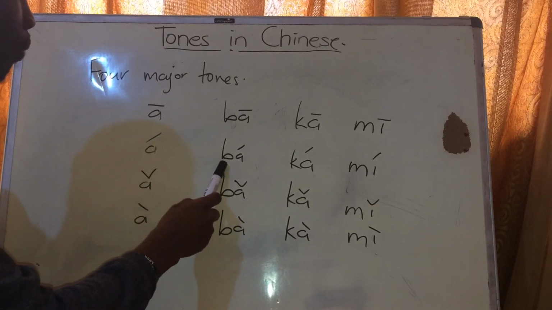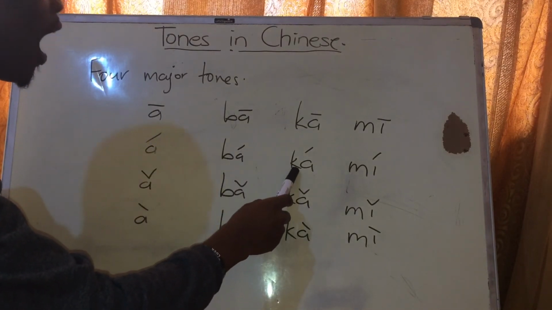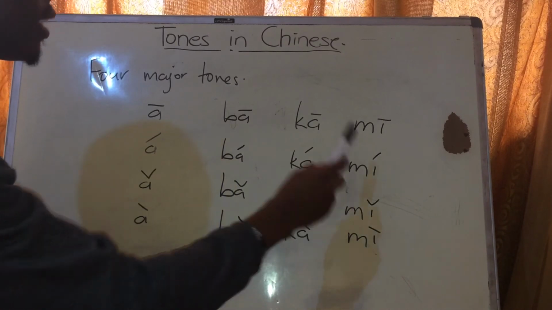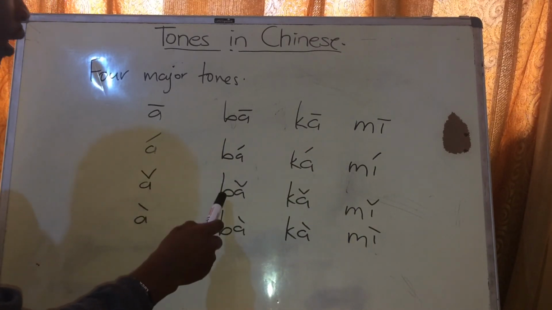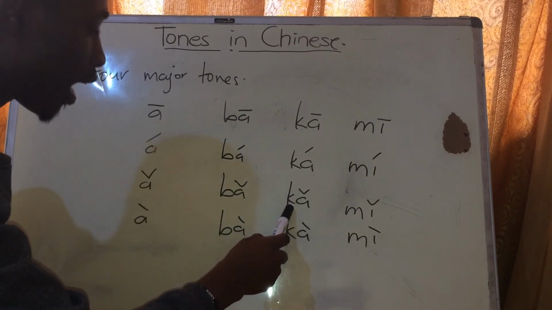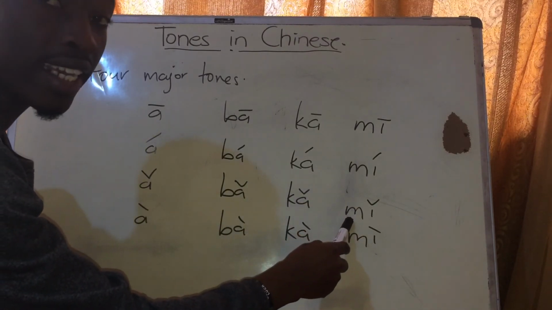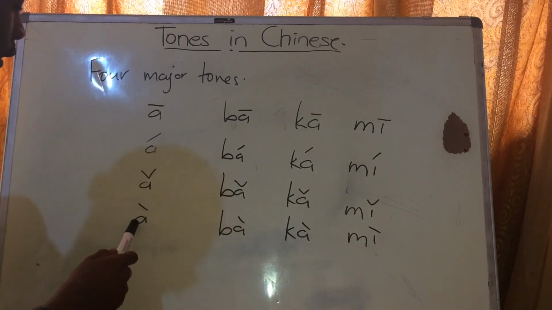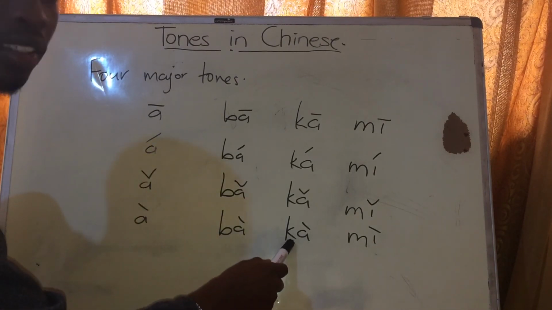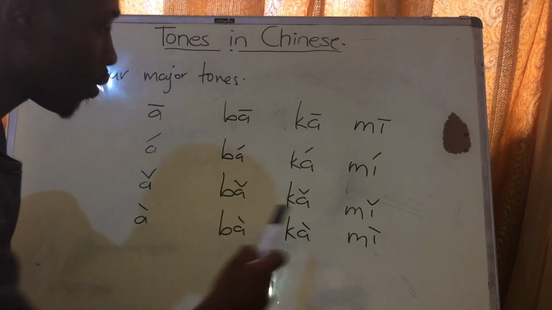A, ba, ka, mi. All right. The third tone. A, ba, ka, mi. And the last one, the falling tone. A, ba, ka, mi. Okay.